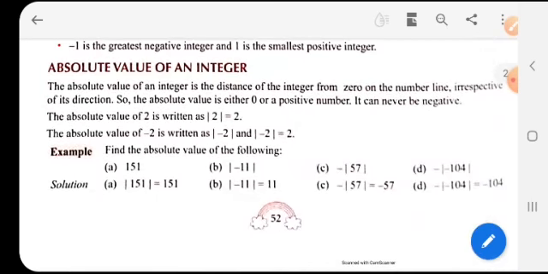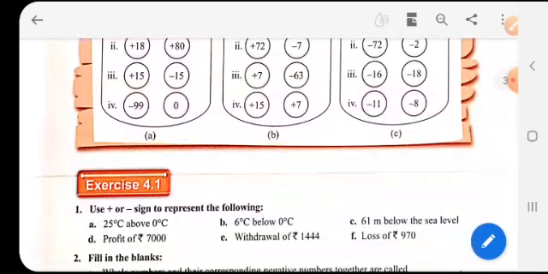Then absolute value of an integer. How do we get the absolute value of an integer? When we write 151, the absolute value is 151, but when we write minus 11, we get an absolute value of 11. And when minus is written outside the bar, then it is minus 57, because within the bars it is plus 57. So the minus outside will be minus 57. In this way we get the absolute value of an integer.